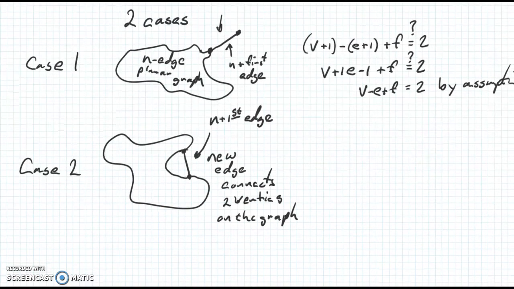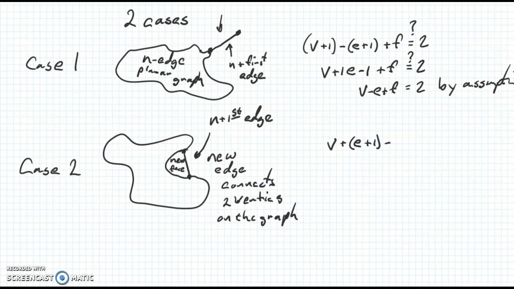Well, what happens if I connect two vertices on an existing planar graph? It creates a new face. Now, like I say, this is an informal proof, so you should convince yourselves of these facts. But what does that mean? That means the number of vertices didn't change. The number of edges did change. We added one edge. I'm sorry.